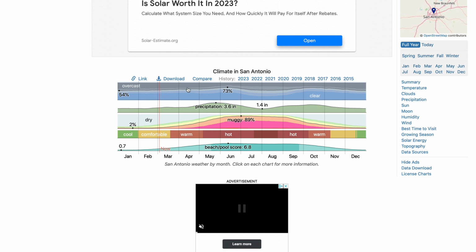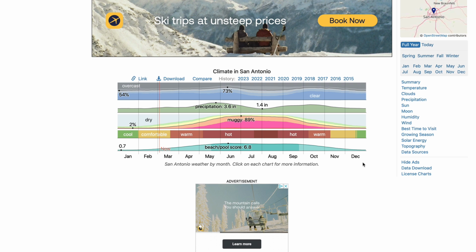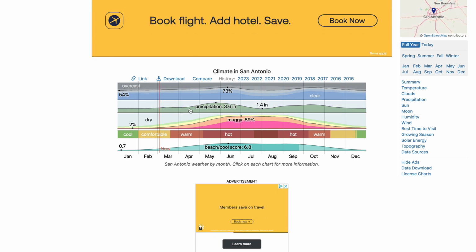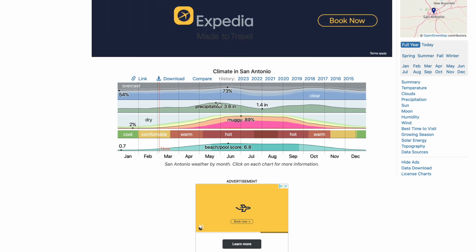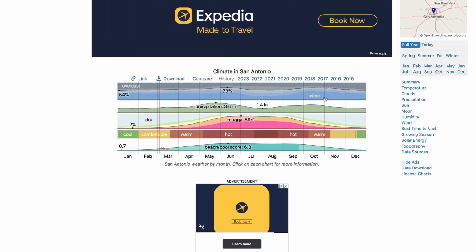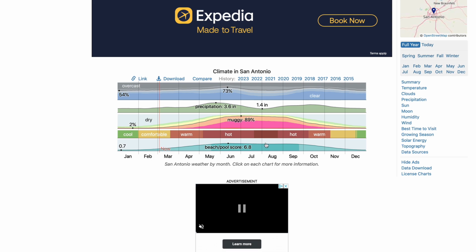You have how overcast it is given the year. On your x-axis, you have January through December, and then you have your precipitation. On average, our rainiest time of year is in May, and also the fall, September, October, and how muggy it is at a given time of year. The muggiest time of year for San Antonio is May, June, July, August, September, and it's also the hottest. And then you also got a beach and pool score here.